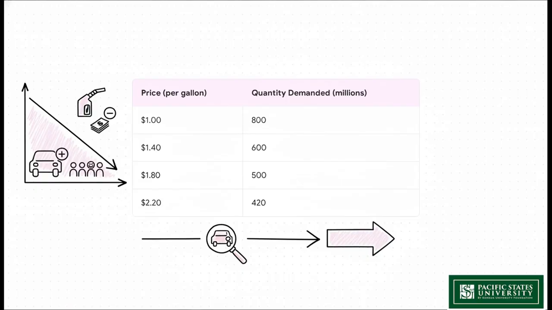If we were to map this out on a standard graph, with price on the vertical y-axis and quantity on the horizontal x-axis, we would draw a line sloping downward from left to right. That downward slope, that is the literal visual representation of the law of demand. As price goes down, the quantity stretches further out to the right.